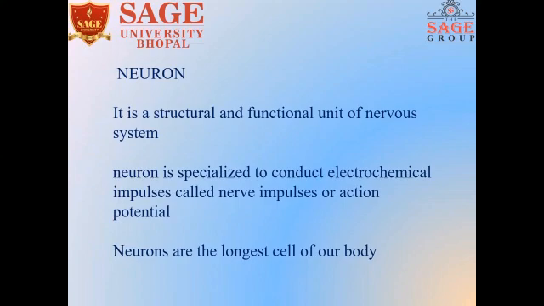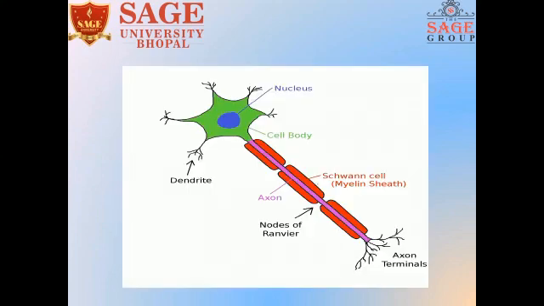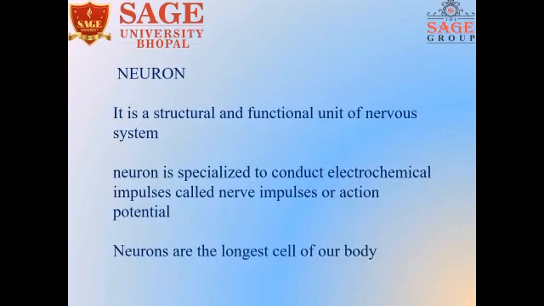Neuron is also specialized to conduct electrochemical impulses called nerve impulses or action potential. So what is action potential? We are going to discuss this further, but I also want to tell you that neurons help you in transmitting messages from one part of the body to the other part of the body, and they are called the messengers in a human body.